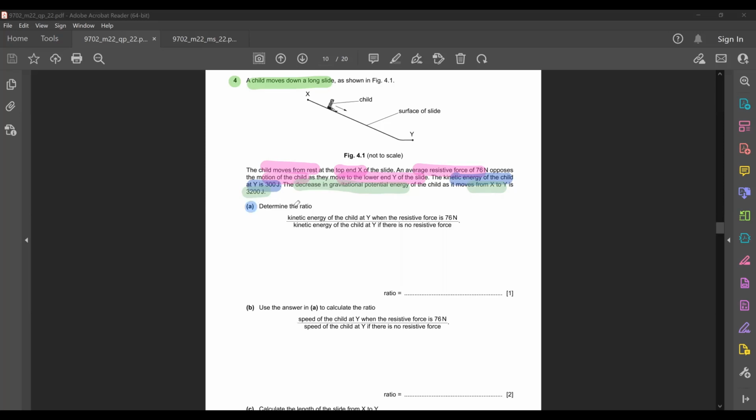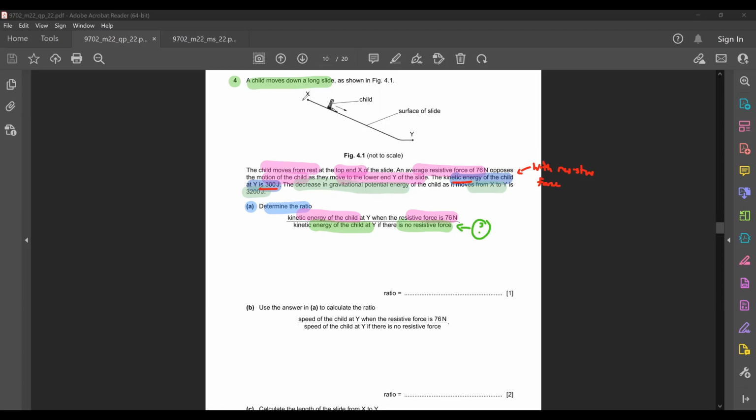From here, determine the ratio of the kinetic energy of the child at Y when resistive force is 76 newtons to the kinetic energy of the child at Y if there is no resistive force. Now you read back the question. When they told you that the kinetic energy of the child at Y is 300 joules, this is the one with resistive force. So what you really need to find here is the kinetic energy of the child at Y if there is no resistive force.